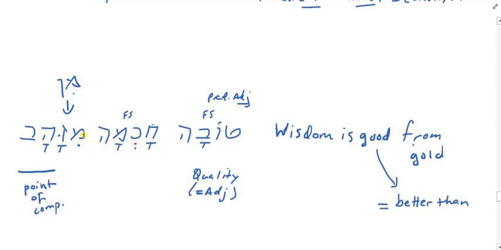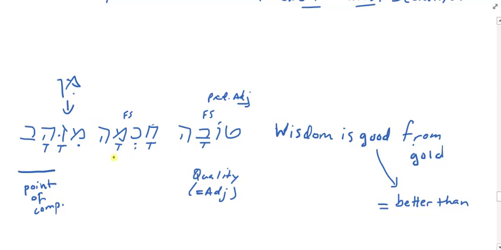Now, if you take the meh here with the doubling dot in the zayin, that's the min preposition attached to the front of zahav, where the noon has assimilated into the zayin. If you were to translate this the way we normally translate the preposition min, it would make a rather nonsensical sentence. Wisdom is good from gold. What in the world would that mean?